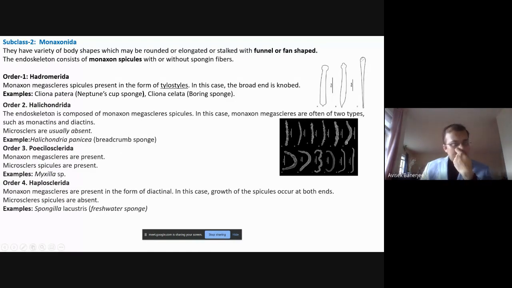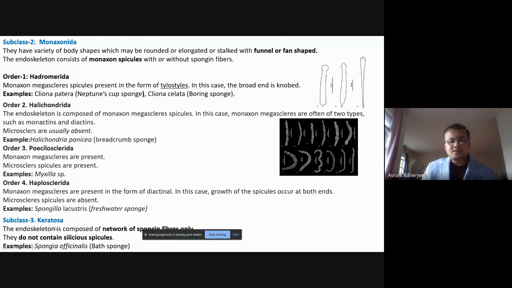The others are Halichondrida, then Poecilosclerida, and Haplosclerida. They also have different types of spicules, where in some, microscleres are absent. Here the microscleres are present. So these are some of the features. And finally, the Keratosa, which I already mentioned before: this group of poriferans don't have siliceous spicules, but they have a network of spongin fibers.